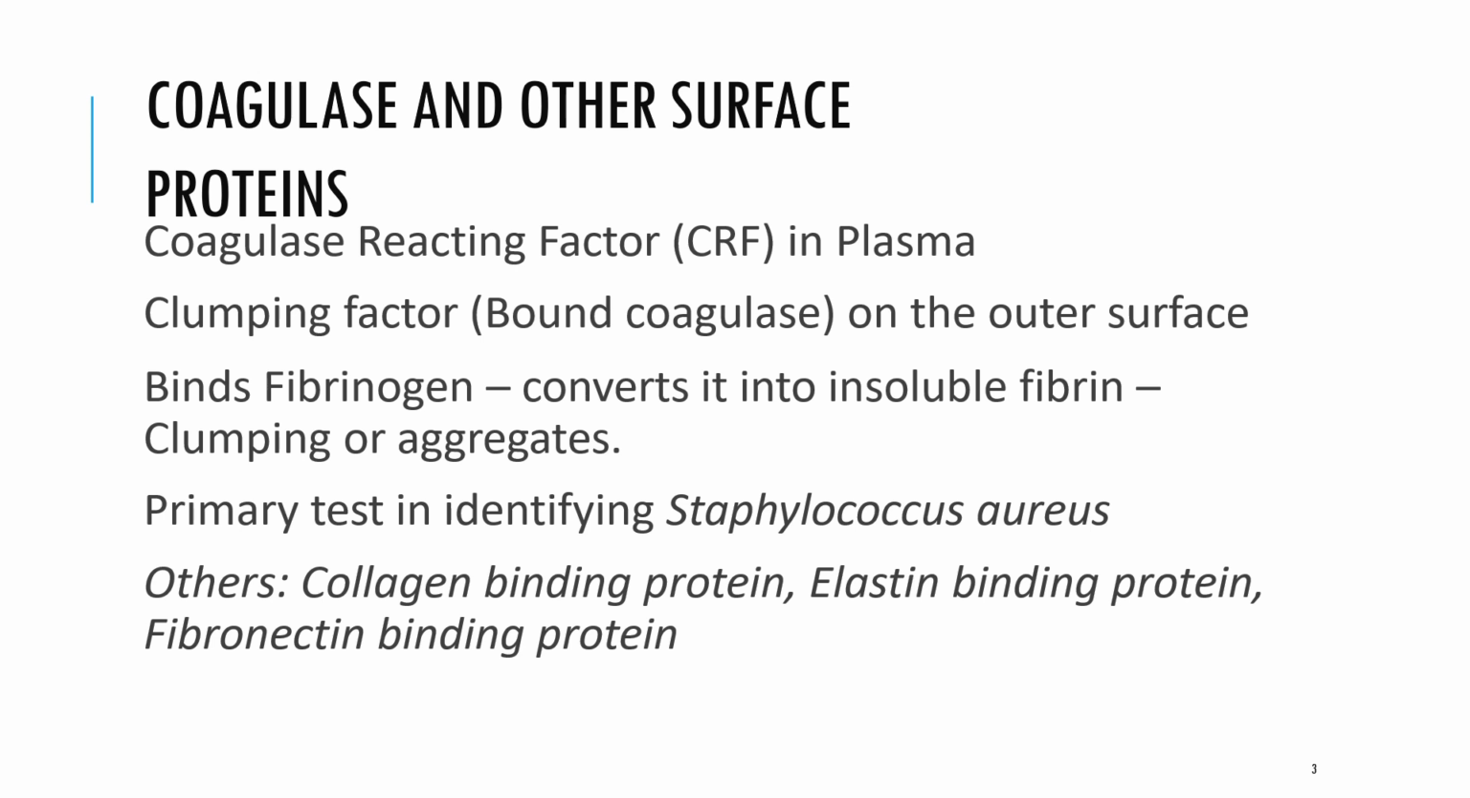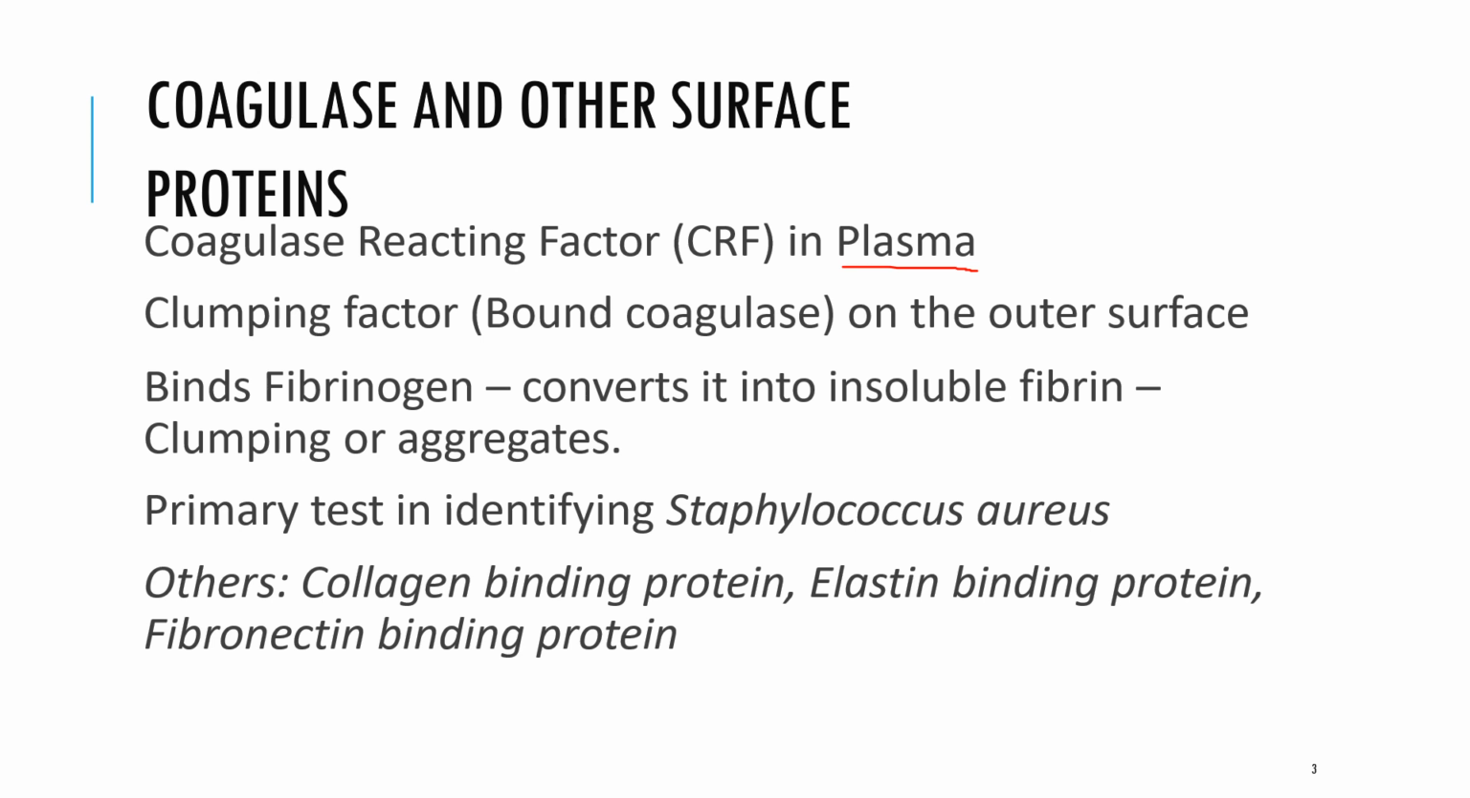The first one is coagulase reacting factor, which is seen in plasma. This is a free coagulase. Coagulase reacting factor is a free coagulase which is released by the organism into our bloodstream after attacking a patient. What happens is that Staphylococcus aureus releases certain proteins called coagulase reacting factors, which we can detect in plasma.